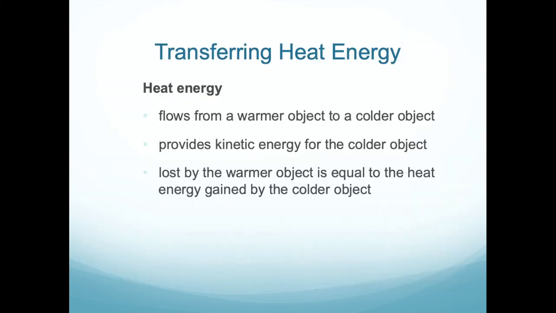Up until now, we've been looking at a single object gaining or losing heat. What happens when there's a transfer of heat from one thing to another? So where does that heat go or come from? Basically, if you take a hot object and a cold object and put them together, the hot object will lose heat and its temperature will drop. The cold object will gain heat and its temperature will rise.